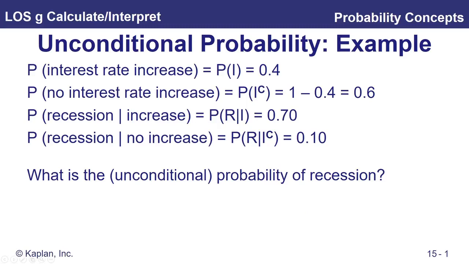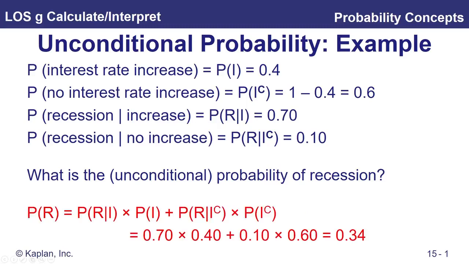Okay, so what is the unconditional probability of recession? Well, it is the probability of a recession given an interest rate increase times the probability of an interest rate increase. We saw that. That was our joint probability when we got 0.28 on our decision tree. And it's the probability of a recession given no interest rate increase times the probability of no interest rate increase. And of course, that was our 0.06 or 6%. Add the two together, and we've got our 34%.